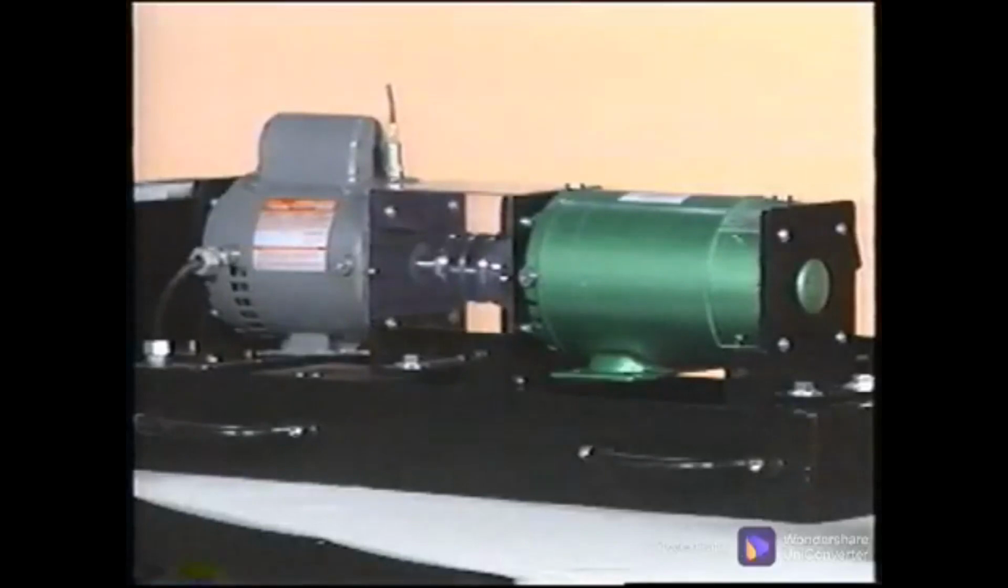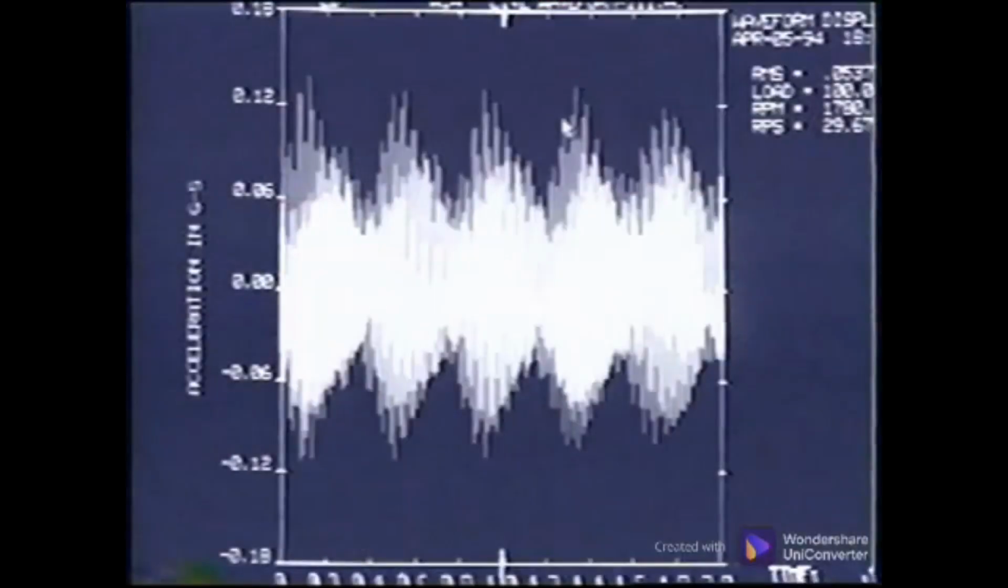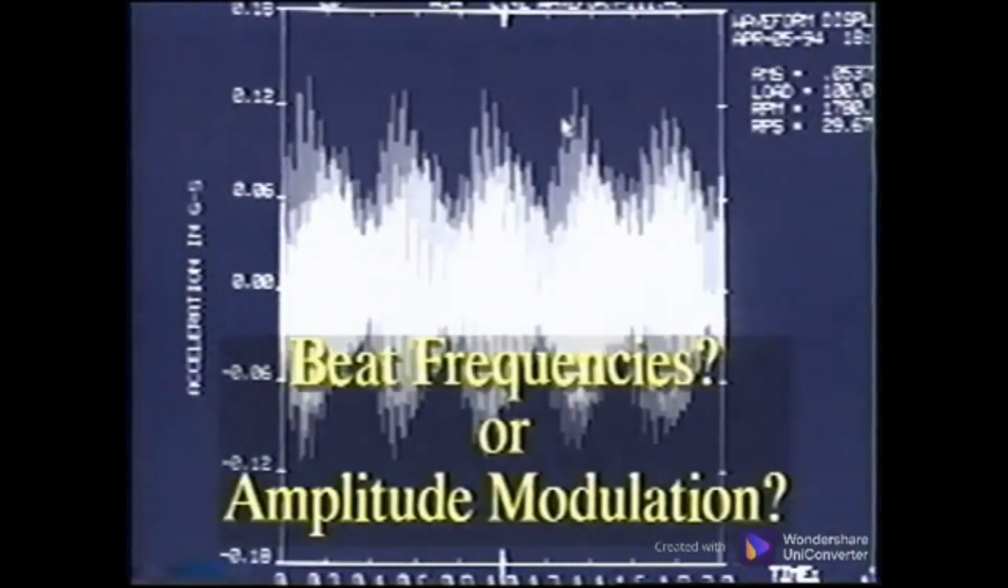In the previous section, we used this motor generator set to illustrate the importance of collecting a time waveform that captures low-frequency events. The pattern in the waveform of these low-frequency events is commonly assumed to be modulation. In reality, these may be beat frequencies or true amplitude modulation.